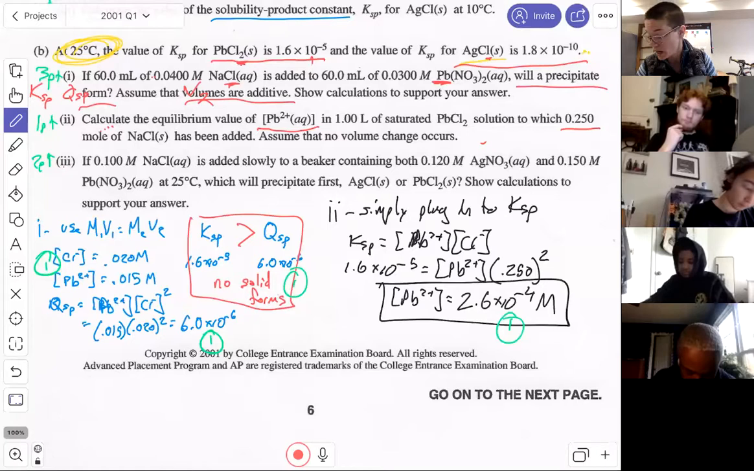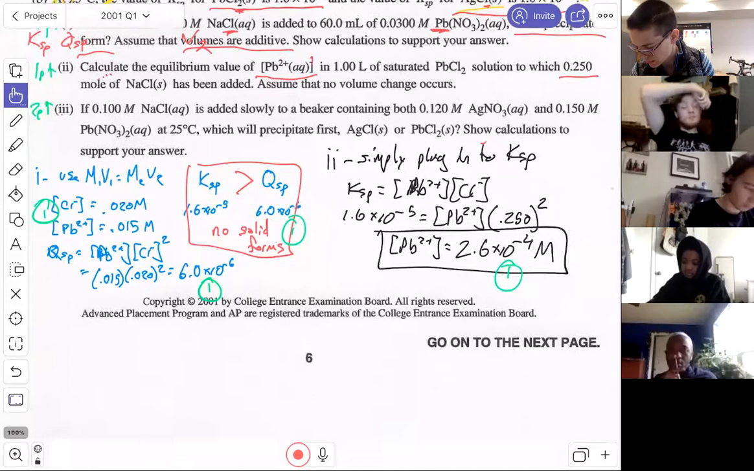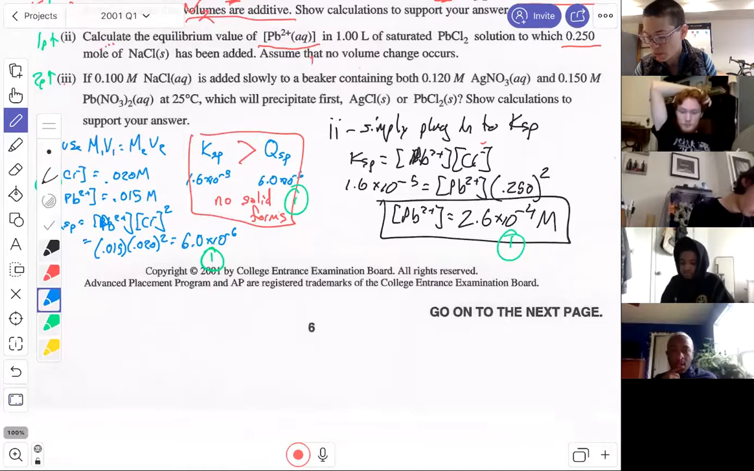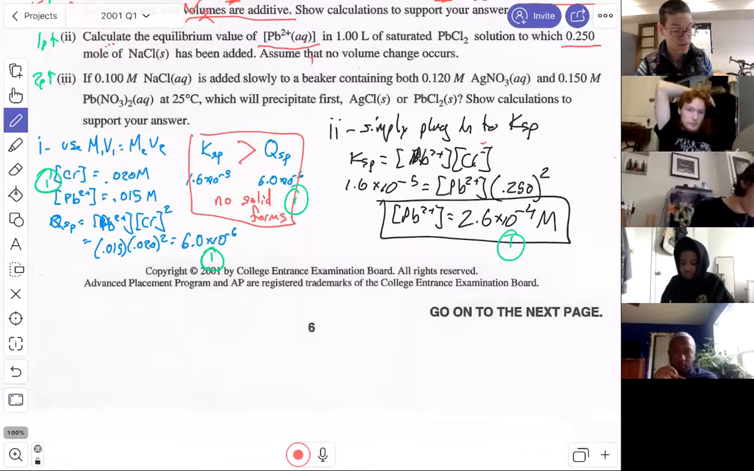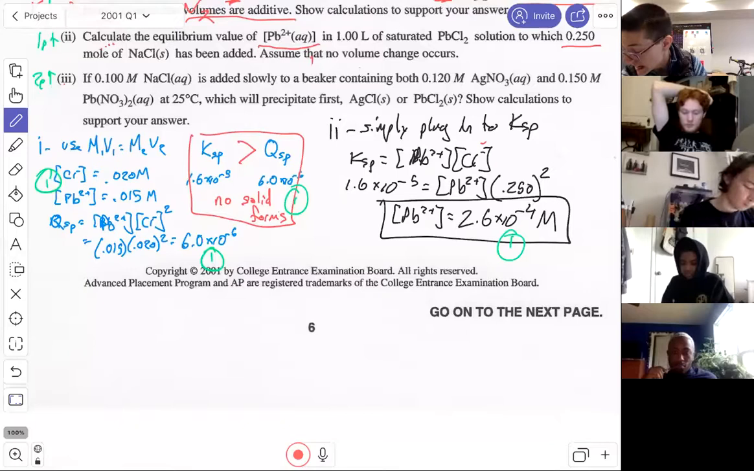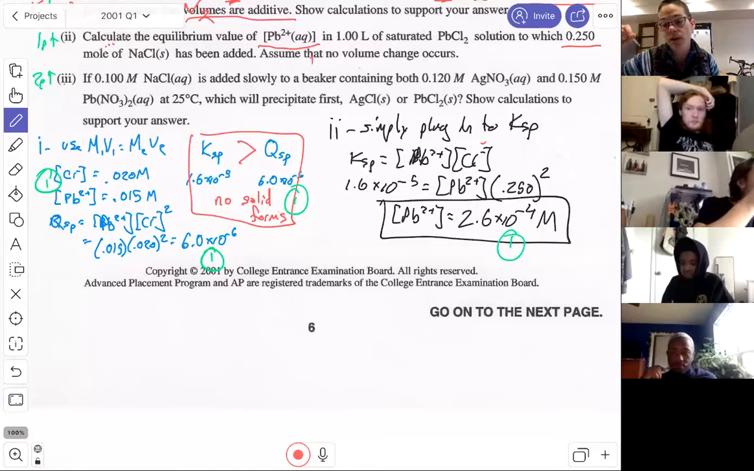So there's no real way to practice a problem like number three. It's just kind of a thing that's out there. So scroll up and take this space down here. The way to approach number three is it wants to know which one will precipitate first. So you've got the silver chloride and you've got the lead chloride. You have concentrations for the lead, and you've got the concentrations for the silver, and you are basically adding the chloride drop by drop, and you're trying to see which one is going to make a solid first.